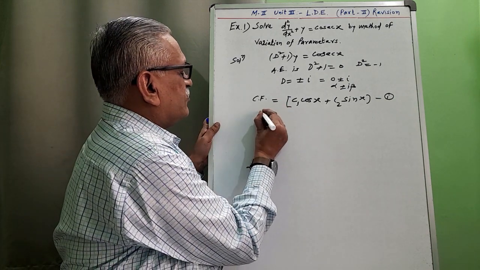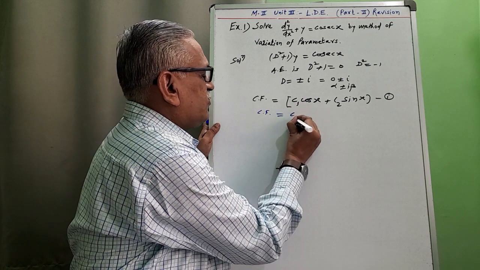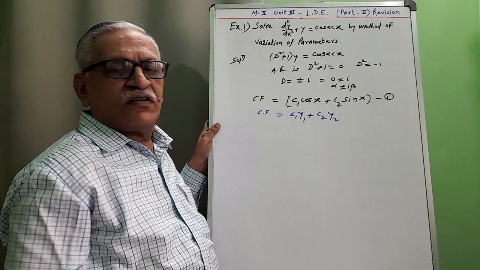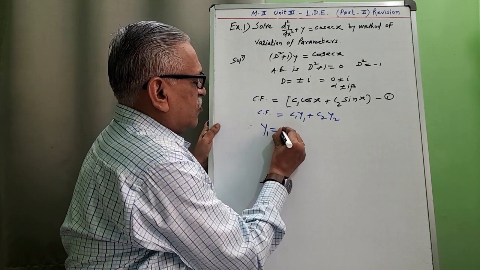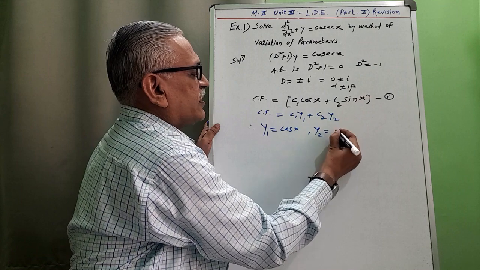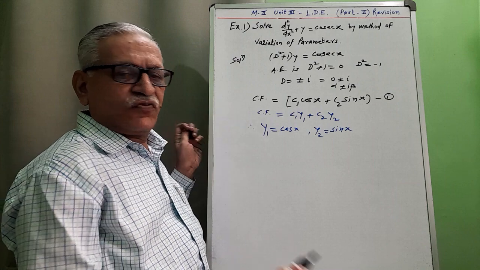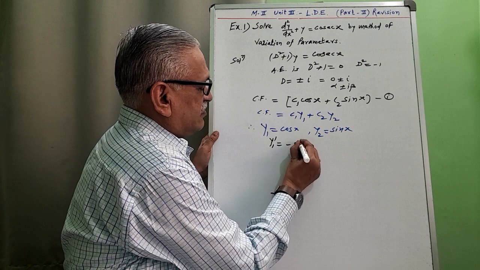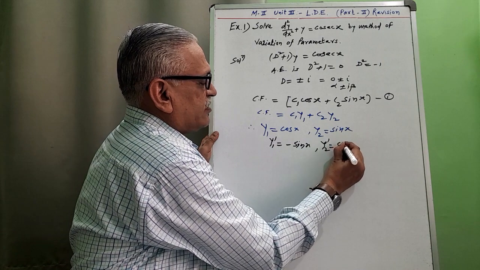Then comparing the CF with assumed CF C1 y1 plus C2 y2, comparing these two equations, we get y1 is equal to cos x, y2 is equal to the coefficient of C2, that is sin x. Differentiating with respect to x, we get y1 dash as minus sin x and y2 dash as derivative of sin x, as cos x.